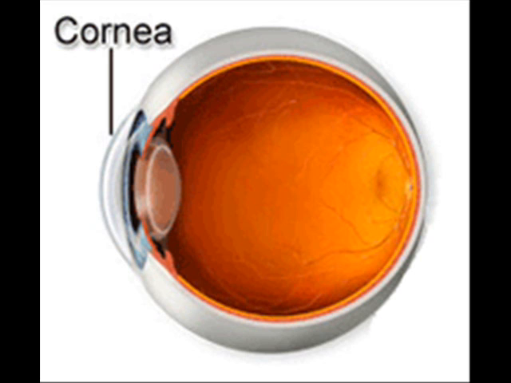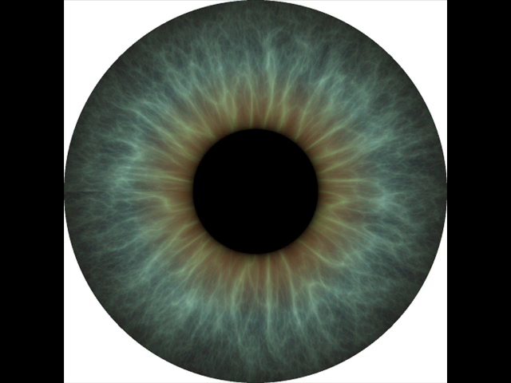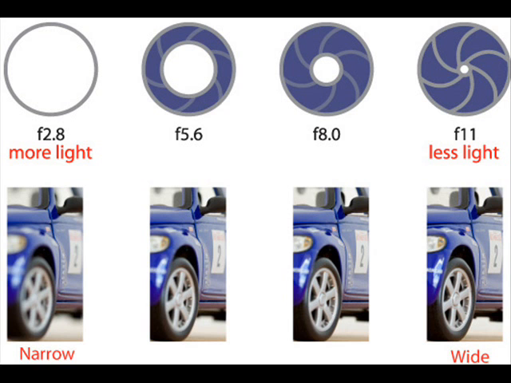After passing through the cornea, the light is then directed through the pupil, the black opening in the middle of the iris. The iris is the colored muscle that dilates and contracts, letting in varying amounts of light. The more dilated, the more light that enters. The aperture of a camera works in a similar manner, since it can allow varying amounts of light in as well.